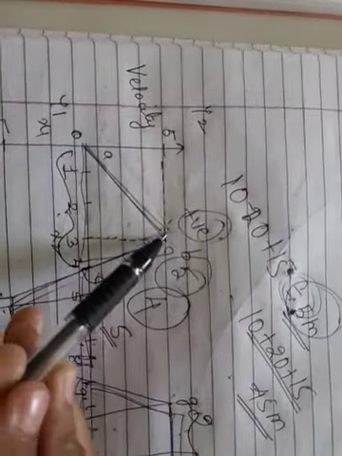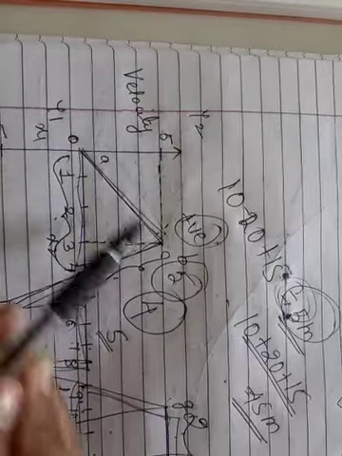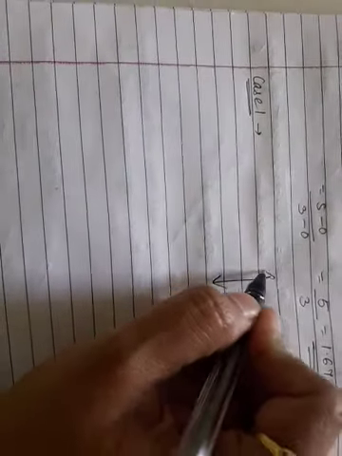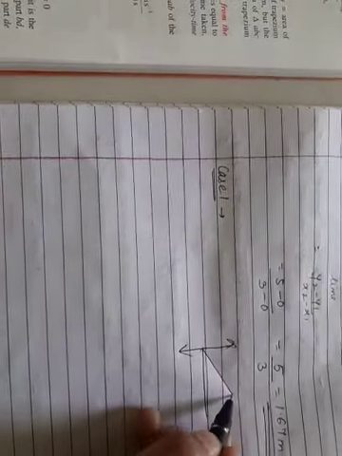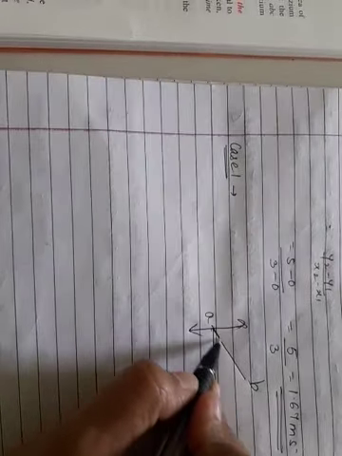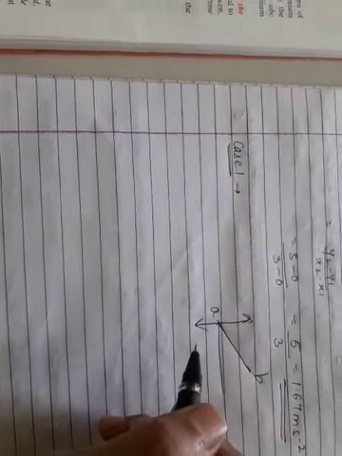Okay, slope of A and B. Now slope of AB, if you see here, I'll just draw it somewhere else. For example, okay, this is the diagram. Here I will just draw B, and here I will draw A. Now we are supposed to find out the slope of AB.